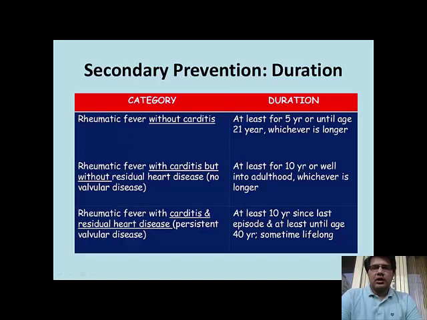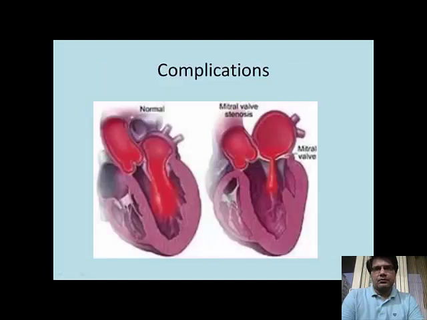With carditis without residual heart disease, that is for 10 years. That is, on an echo you had an involvement of heart, but the echo after 2-3 months is normal, then you can take it for 10 years or well into adulthood, whichever is longer. But if you have residual heart damage, it is said that you should take it to at least 40 years or at least 10 years since the last episode. So you can see the ladder of the risk. Without carditis, 5 years. With carditis, without residual disease, 10 years or into adulthood. And if you have residual heart damage, a rheumatic heart disease, then take it till almost 40 years. That is the longest period.